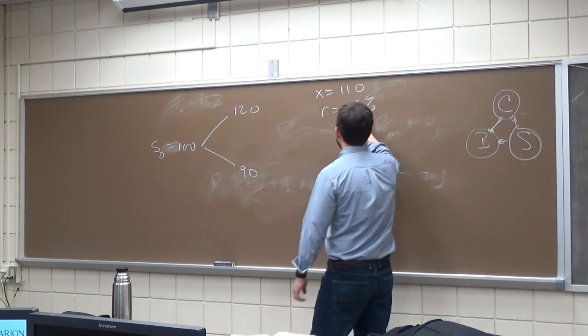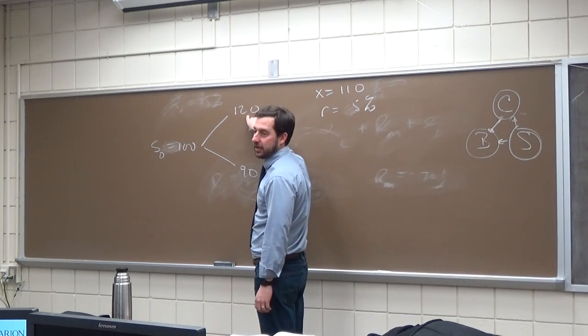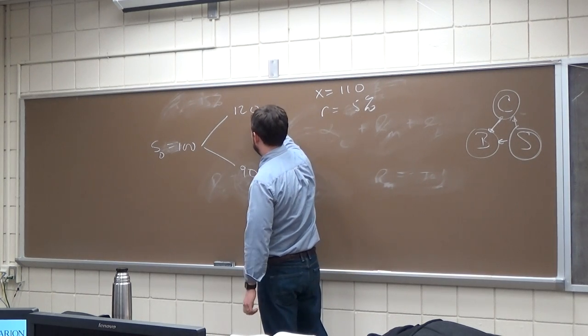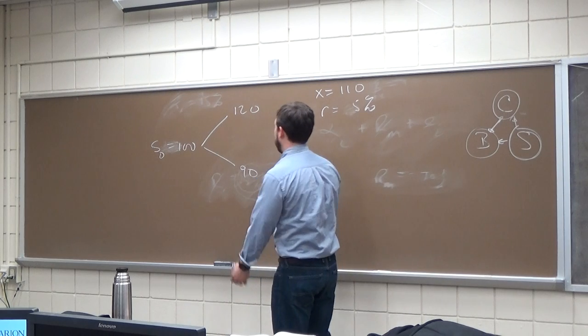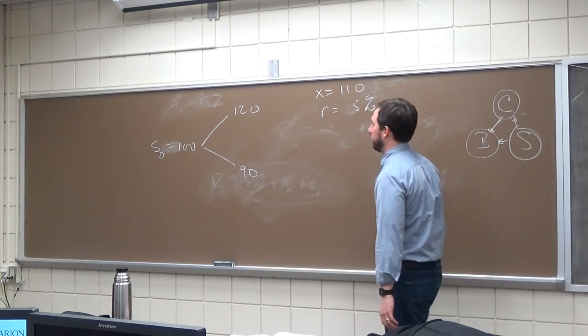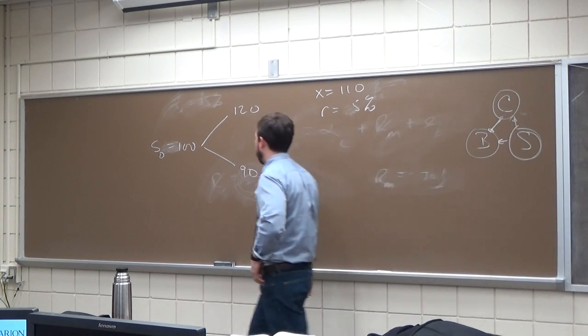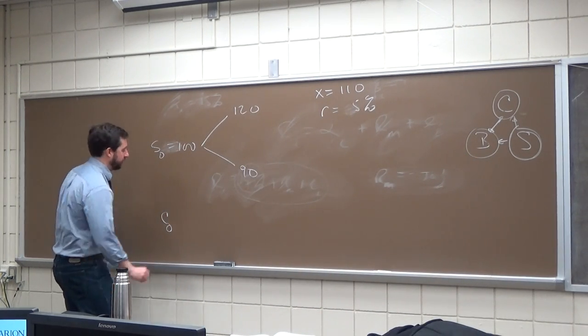Now, keep in mind, the risk-free rate here can't be greater than 20%. The risk-free rate is going to be constrained by this return here. Obviously, if the risk-free rate was 30%, you can create a really easy arbitrage by shorting the stock and buying the risk-free security. So, under this scenario, what we're looking for here is the value of the call option, so the call price at time zero.